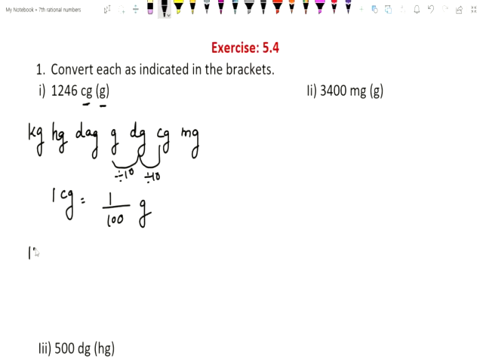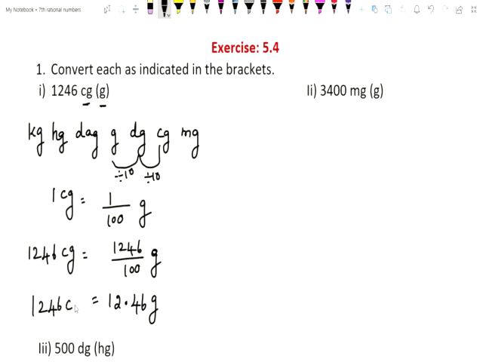So 1246 centigram equals 1246 by 100. While dividing here, two zeros are there, so we keep two decimals. 12.46 gram. So 1246 centigram equals 12.46 gram. Do you understand, children?